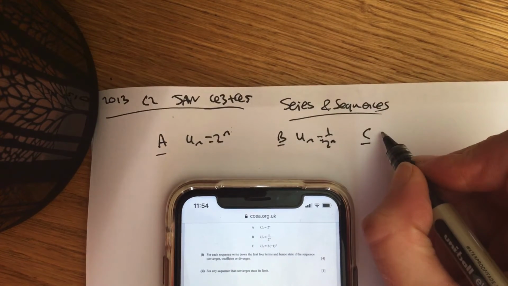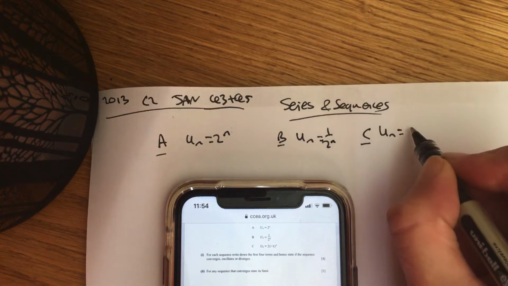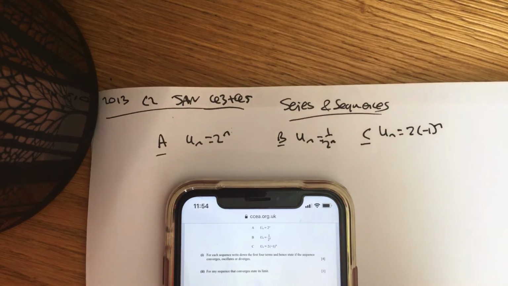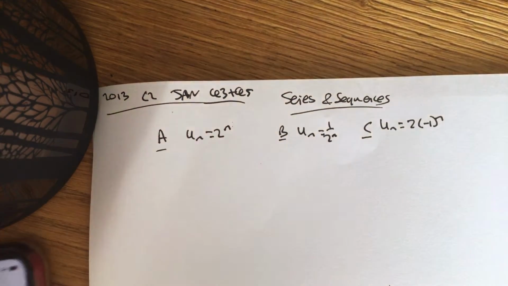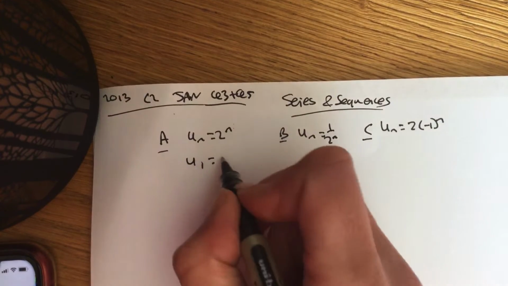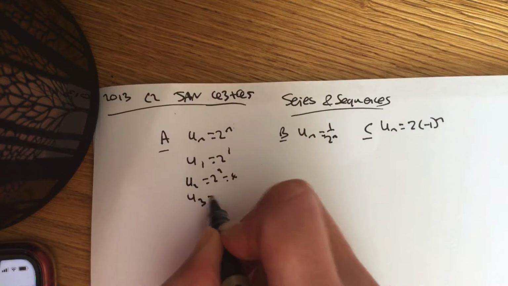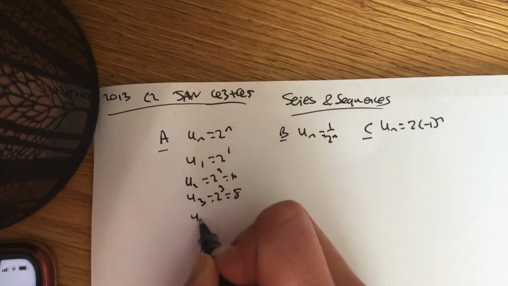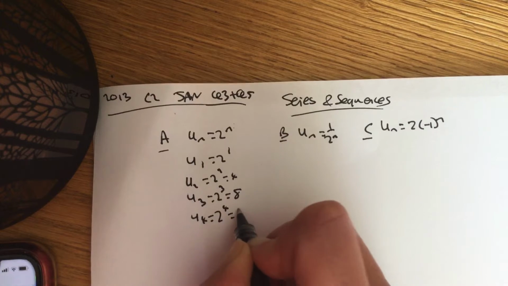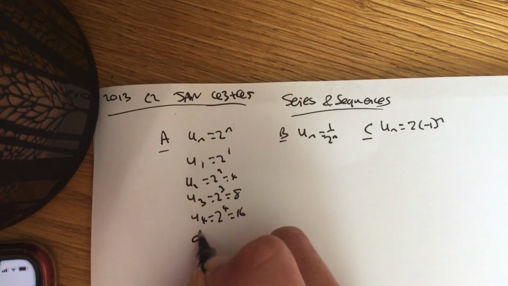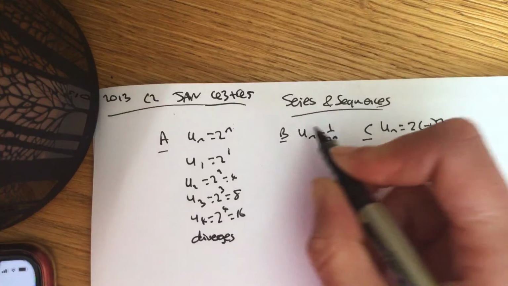So the C one is Un equals (2 minus 1)^n. It says write out the first 4 terms and hence state if it converges, that goes to one value, oscillates, so it goes up and down, or diverges, it gets further away. So working out U1, 2 to the power 1, U2, 2 squared, U3, 2 cubed, U4, 2 to the 4. So this one's getting bigger and bigger each time, going further away, so it diverges.